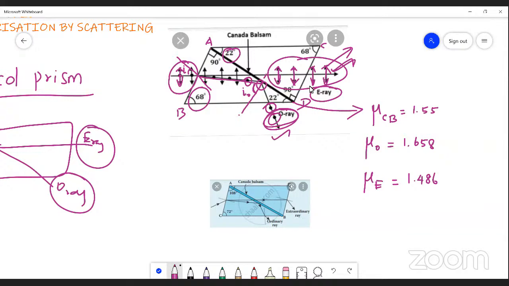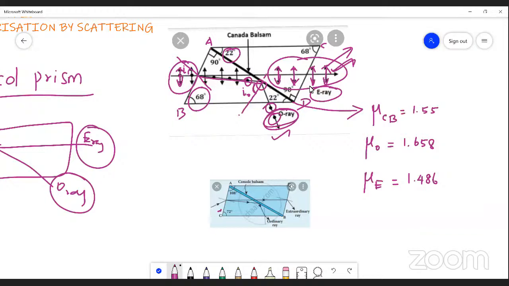Which one is rarer? Which one is denser? Hello? Will you receive my voice? Yes, sir. The refractive index of Canada balsam is 1.55, the ordinary ray is 1.658, and the extraordinary refractive index is 1.486. Okay. Hello? Yes, sir. Very good.